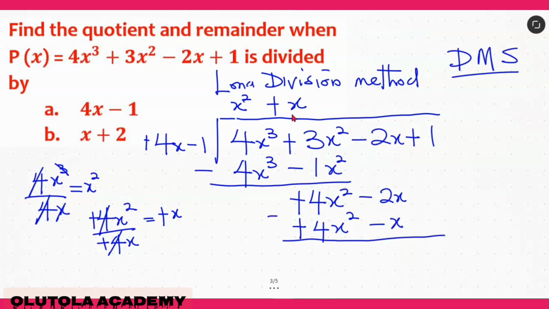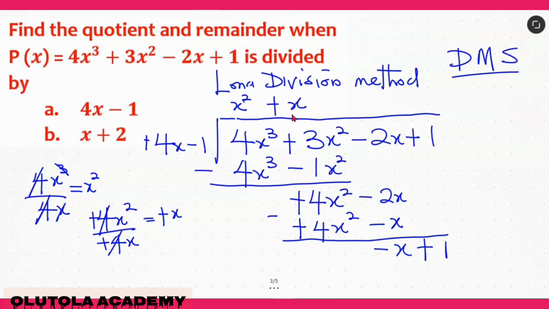My subtraction will give me, I'll start from this side again, minus 2x minus x minus 2x plus x, that will give us minus x plus 1. I'll drop this. Already you know this will go to 0.